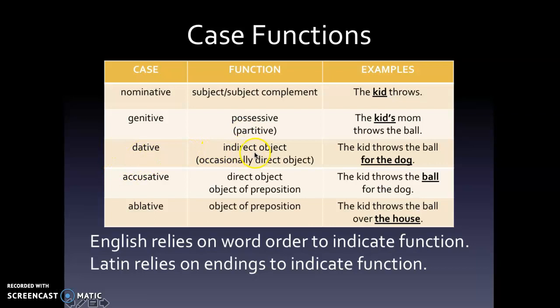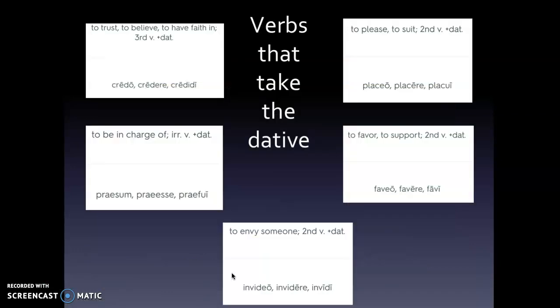Dative, most of the time dative will be an indirect object. Occasionally it will be your direct object. We'll talk more about that in a second. The accusative is your direct object or the object of a preposition. And the ablative for now will always be the object of a preposition. Remember, English relies on word order to indicate function, but Latin relies on endings. If you don't know your endings, you're not going to be able to translate properly.